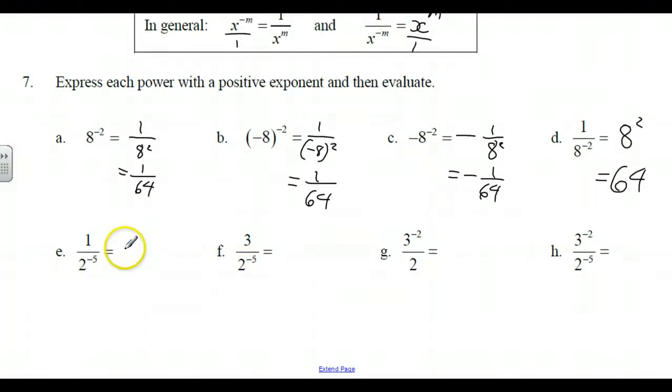Shift down a little. This is 2 to the 5th. So it's on the bottom. What we do is we put it up top, in essence. And by up top, I'm not going to write anything underneath. 2 to the positive 5, which is 32. This is 3 times 2 to the 5th, which is 3 times 32, which is 96.